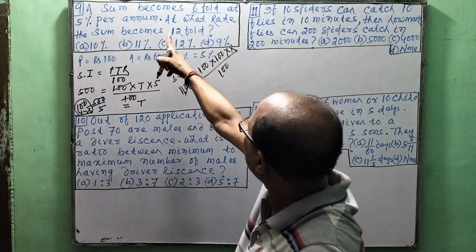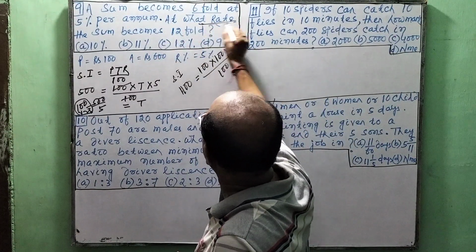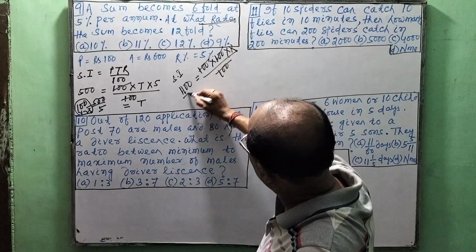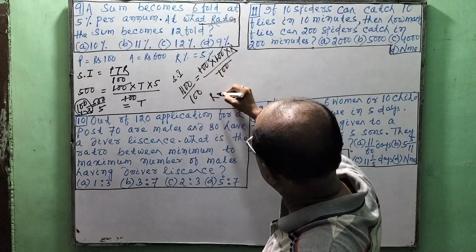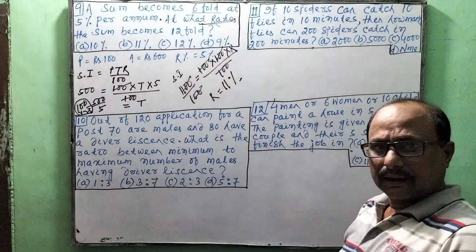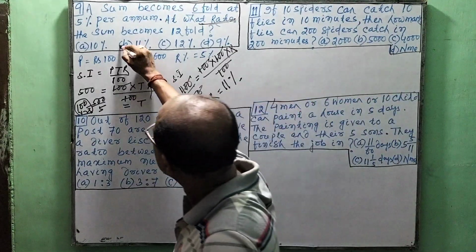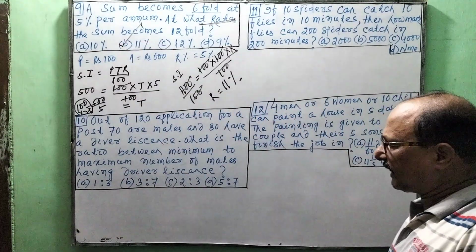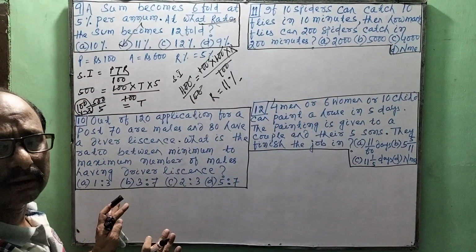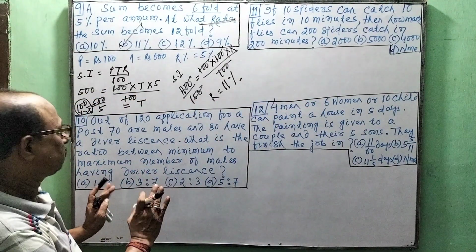What is the question asked? At what rate? Rate percent. So 100 cut, this 100 by 100. So R is equal to 11%. Right? So the answer is 11%. Next question. This question is very much easy, but you have to think.